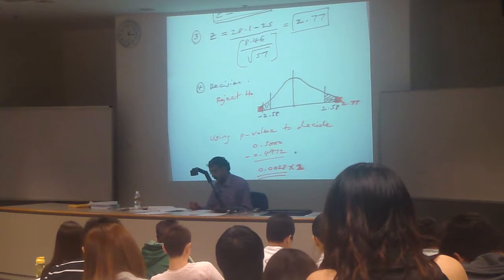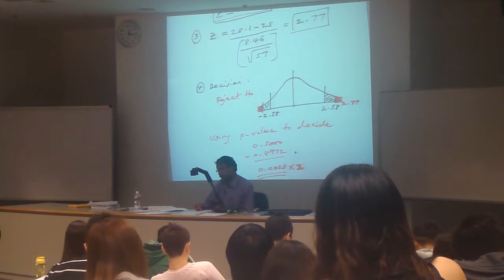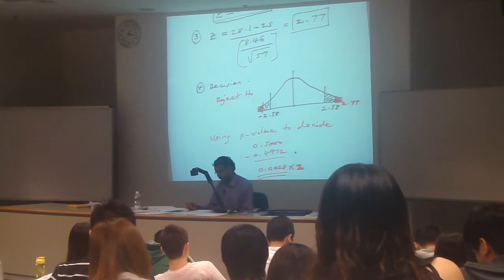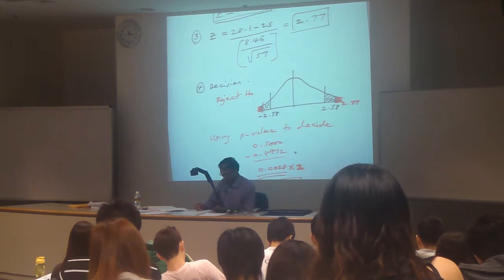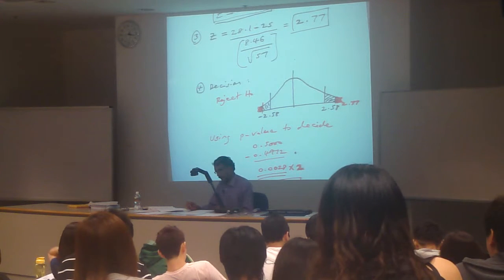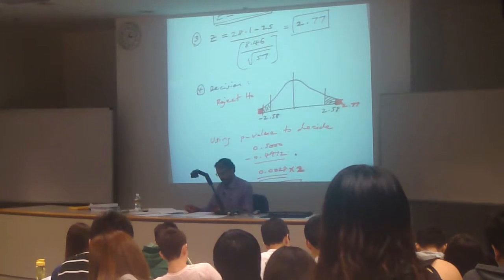So 0.0028 times 2 is equal to 0.0056. Take 0.0056. This is your what value? P-value. Compare with alpha. Alpha is 0.01.